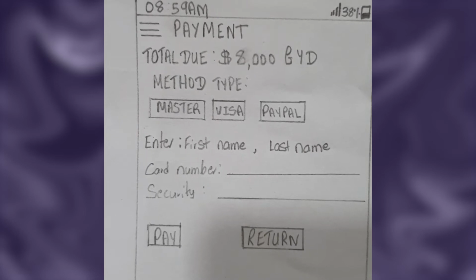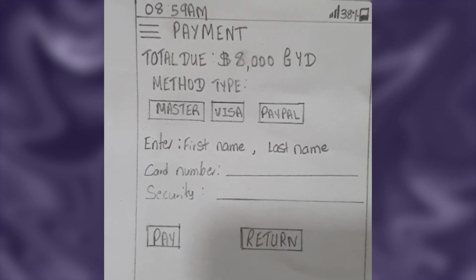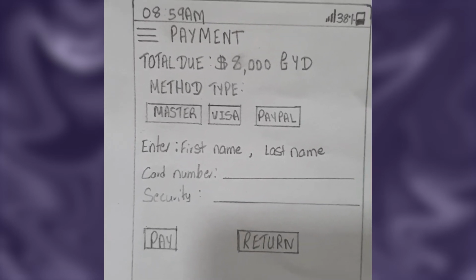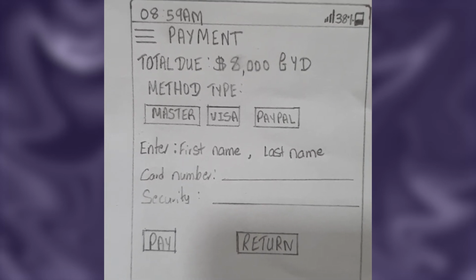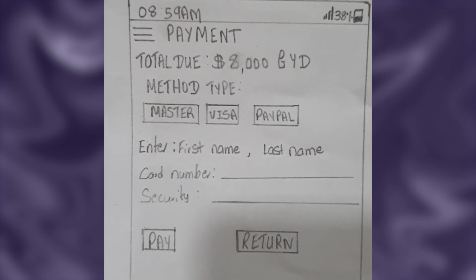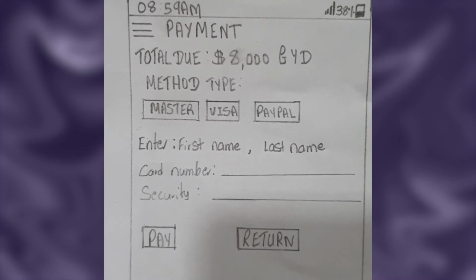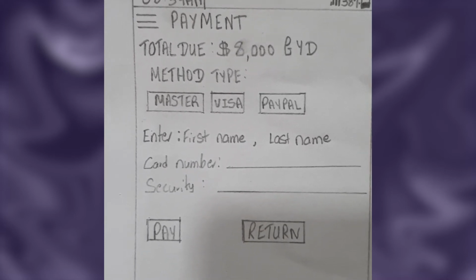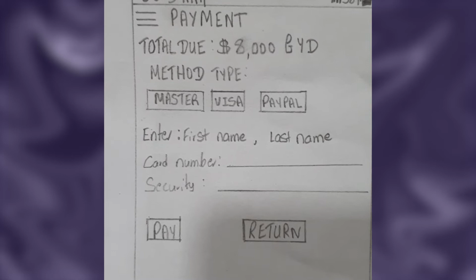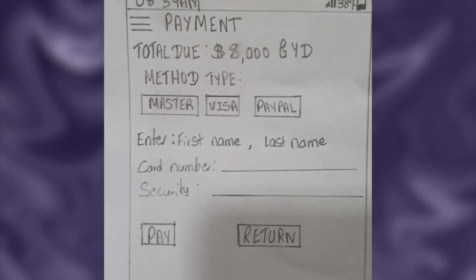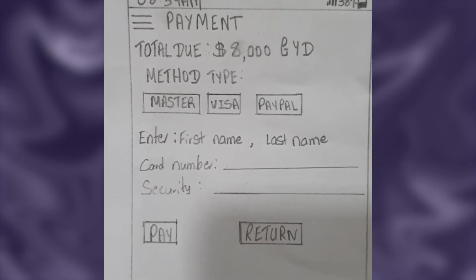and then it will prompt you to enter your name, your first and last name, the card number, and the security code. And then all you simply have to do is just tap on the pay button, and it will show payment is successful, and then you just click on the return button to return back, and that's it.